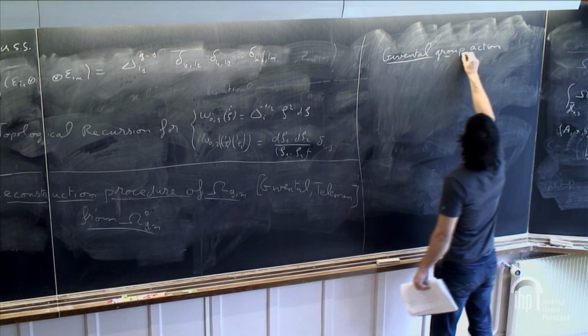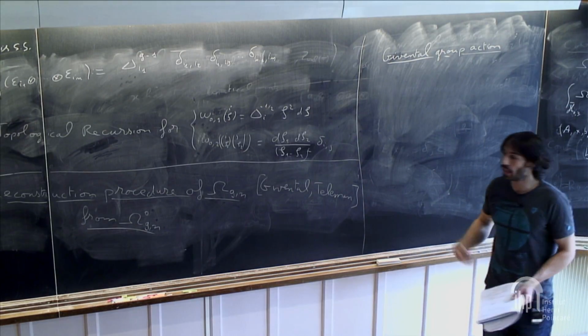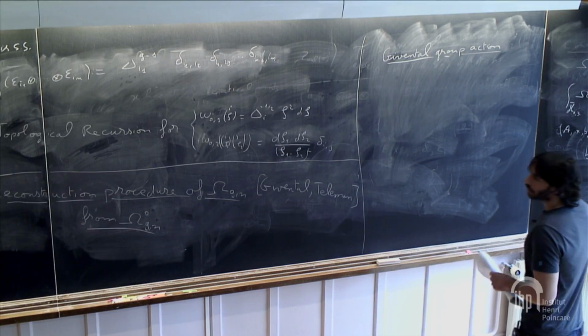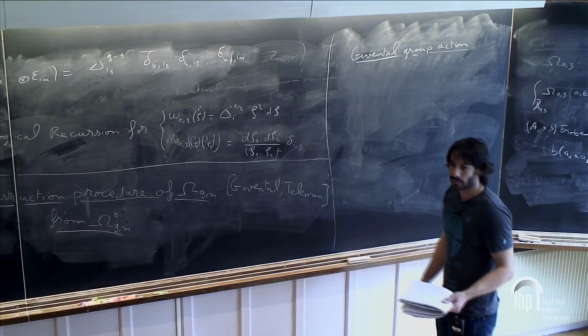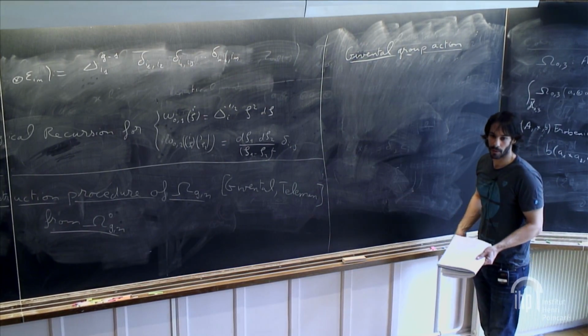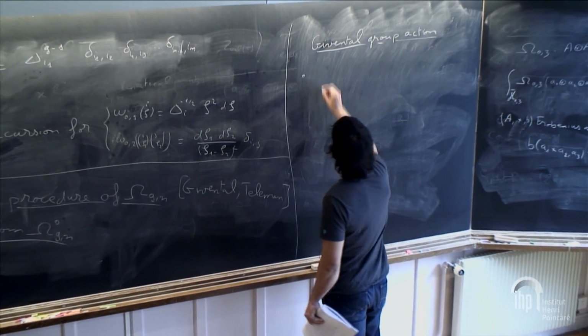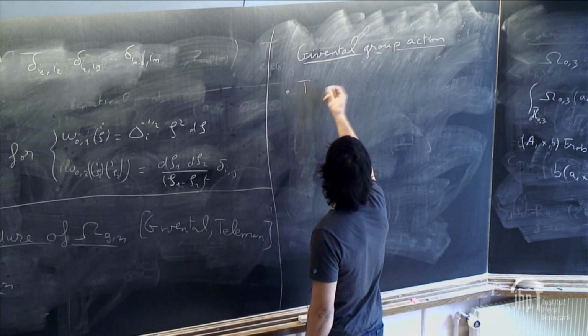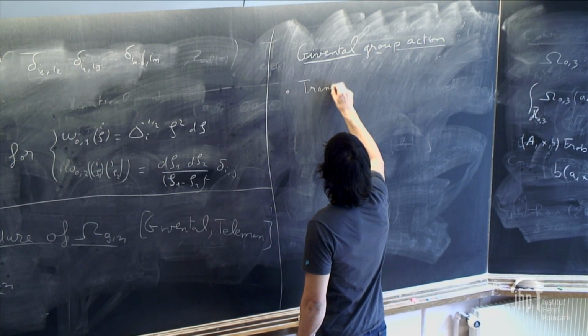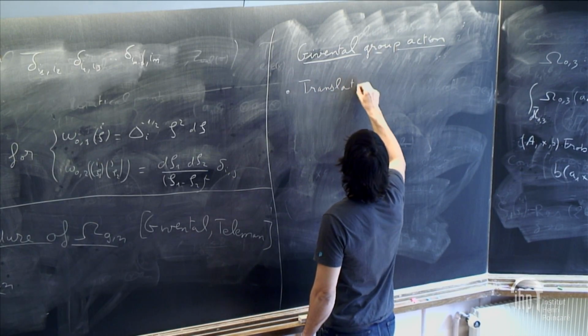Which is the action of some infinite dimensional group. You can think of it as some infinite dimensional symplectomorphism. I will just give you how this works. So you've got two types of action, two types of group elements. You first have some translations.